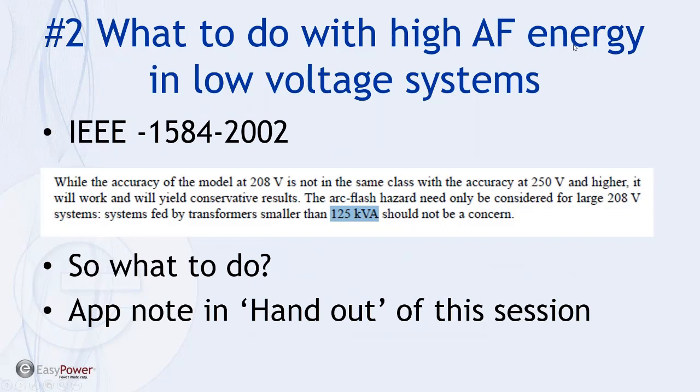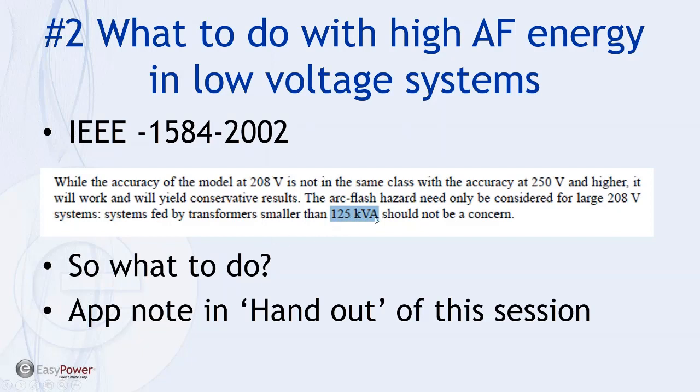Next, what to do with arc flash, high arc flash energy and low voltage systems. So this is a fairly common problem. Turns out in IEEE 1584-2002, there's a paragraph that says, while the accuracy of the model at 208 volts is not in the same class with the accuracy at 250 volts and higher, it will work and yield conservative results. What that means is the results at 208 volts will be higher energy than what's really represented by the physical system. Arc flash hazards need only be considered for large 208 volt systems. Any system fed by smaller than 125 kVA should not be a concern.